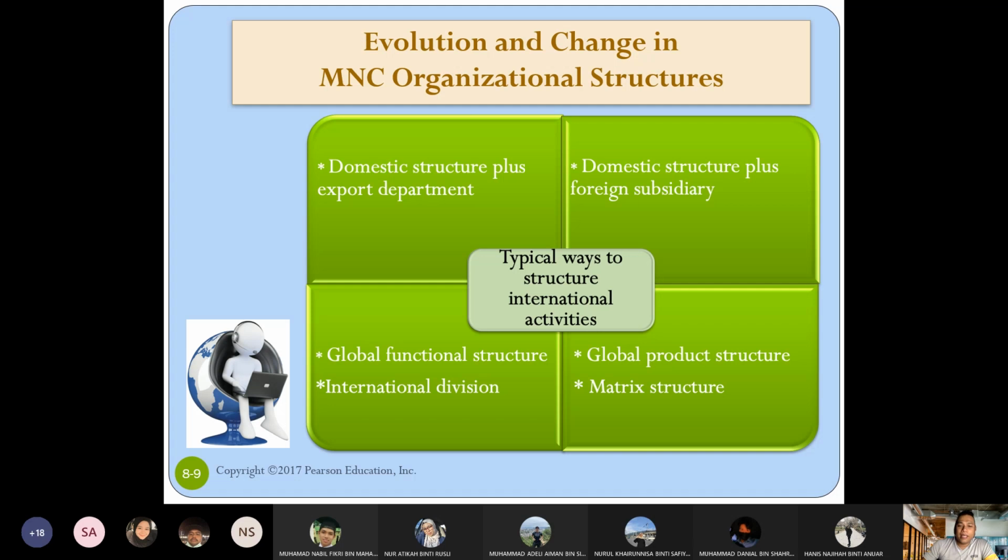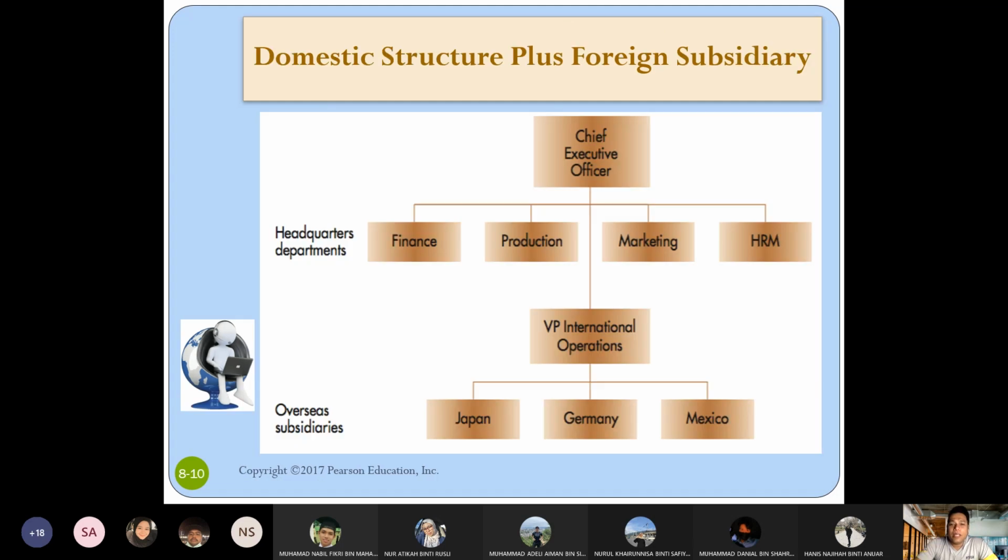All right, I move to the next slide, slide number 10. This is the first example of organizational structure for the international level. They have the domestic structure plus foreign subsidiary. As I mentioned, if they have activities in different countries, they add a foreign subsidiary. Even though they have their own domestic structure, they must have the foreign subsidiary structure. So they have the CEO, and then under the CEO, they have four departments.